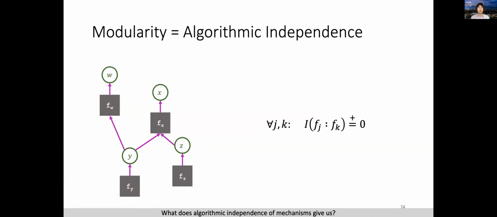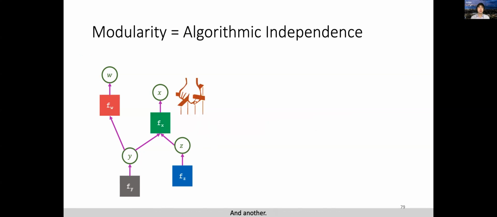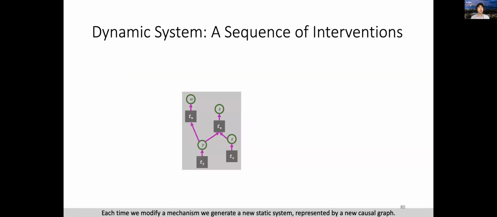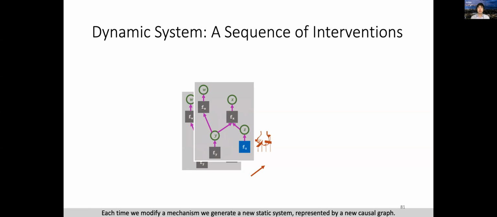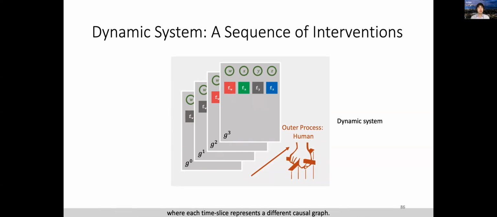What does algorithmic independence of mechanisms give us? Let's intervene on the graph by modifying one of its mechanisms. Because of algorithmic independence, this intervention does not affect the other mechanisms, even if it affects the nodes. Let's intervene on the graph again by modifying another mechanism and another. Each time we modify a mechanism, we generate a new static system represented by a new causal graph, where the outer process that modifies the causal mechanism is the human. We call the sequence of static systems, along with the outer process that modifies it, a dynamic system, where each time slice represents a different causal graph.